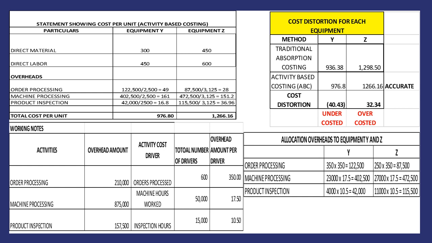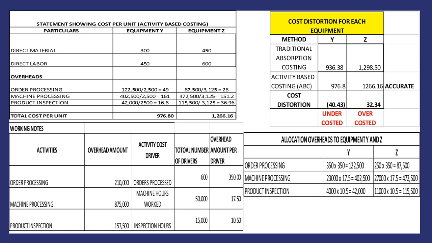Now go to the main question. This statement is showing the calculation of the cost per unit. Under overheads, the first activity, order processing, amounted to 122,500 under Y. But I want per unit. That's why I divided by 2,500, the number of units of Y. Number of units of Z, 3,125. Here in the working notes we calculated overhead in total for each activity. But in the statement I want per unit, divided by the number of units.